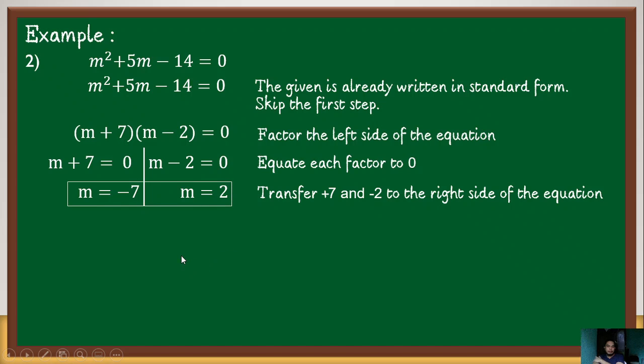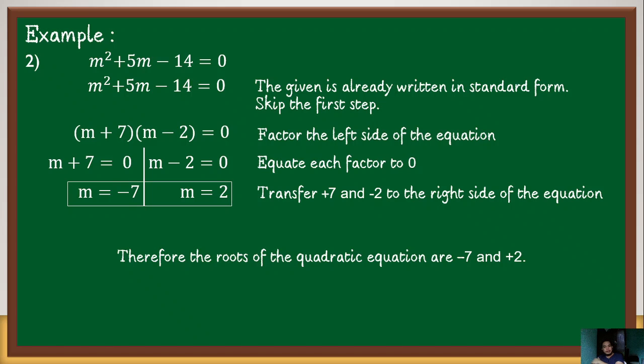So now we have the final answer or the roots of the quadratic equation. Okay, so therefore, the roots of the quadratic equation are negative 7 and positive 2. Now, if you are going to substitute negative 7 and positive 2 to the original equation, the equation will result to 0. Okay, I hope you understand this lesson.